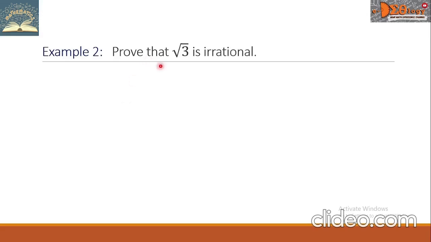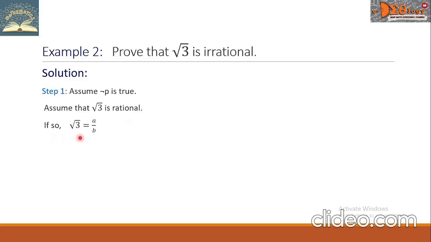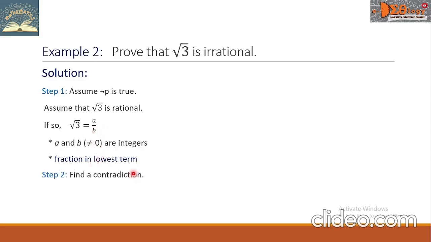Example 2. Prove that the square root of 3 is irrational. Step 1. We assume not p is true. It means we're going to assume that the square root of 3 is rational. If so, the square root of 3 equals a over b, where a and b, with b not equal to 0, are integers. Also, we say that this fraction a over b is in lowest terms. Now, step 2. Let us find a contradiction.